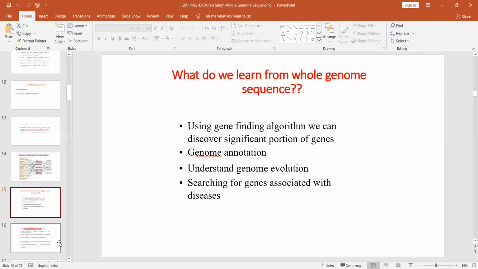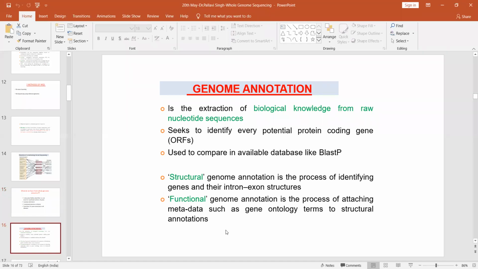What is genome annotation? Genome annotation is the extraction of useful biological knowledge from the raw sequence of nucleotides. So when you want to do structural genome annotation and functional genome annotation, you must go for whole genome sequencing. Structural genome annotation is the process of identifying genes and the structure of the introns and exons. And functional genome annotation is the process of finding the gene ontology in terms of their functions. In functional genome annotation, we will relate the structure of the gene with its function.